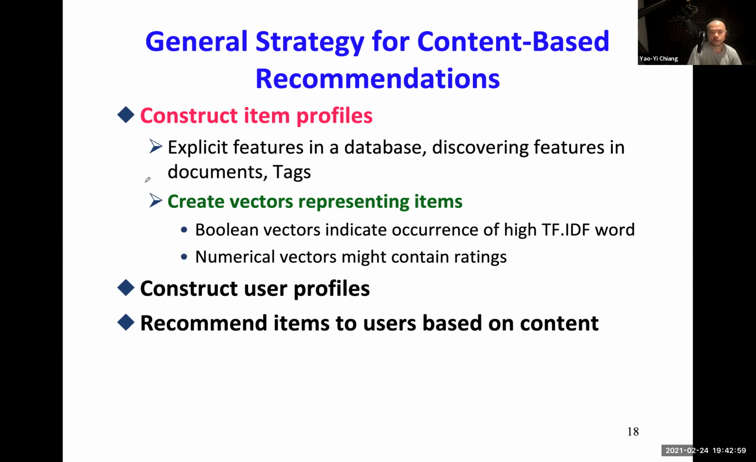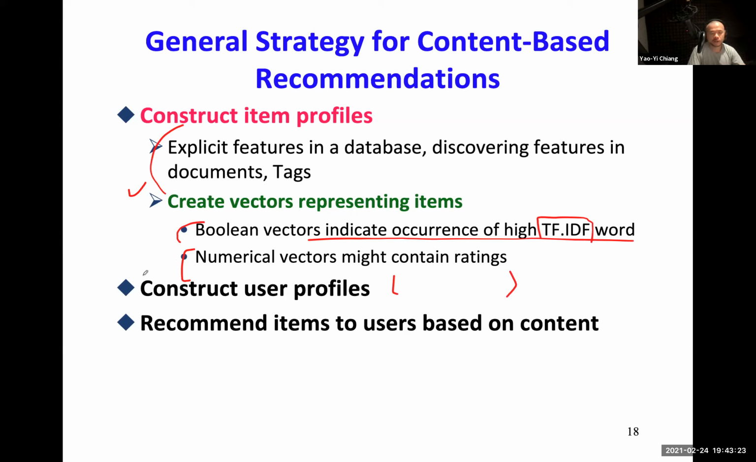So we create vectors to represent items once we have these features. For example, we can have Boolean vectors indicating occurrence of highly important words. We're going to cover TF-IDF, but if you read your textbook, it's covered in chapter 1, I think. Numerical vectors contain ratings. So now each item is a feature vector.